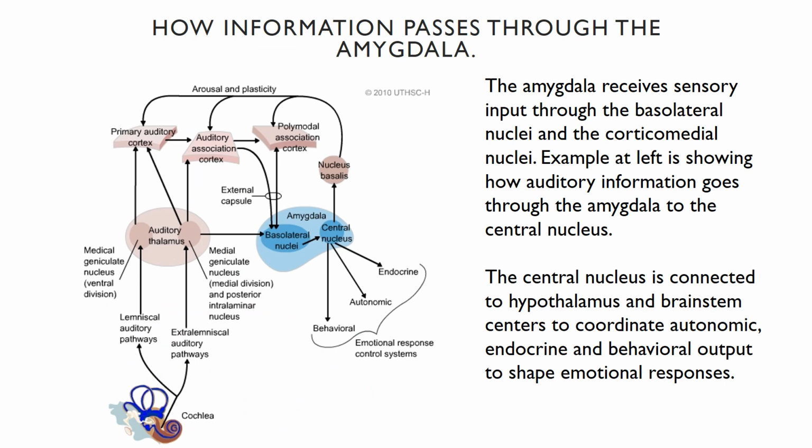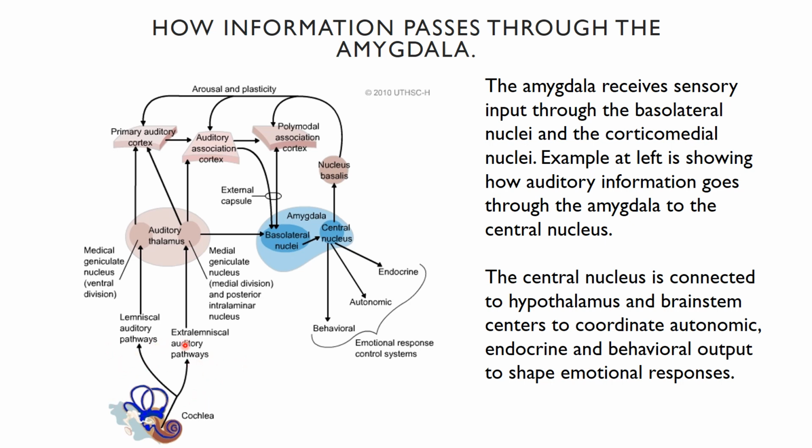So this is a complex circuit showing how information passes through the amygdala. I had a brief description of what this looks like. I just wanted to show this to give you a sense of how information is passing through the brain to get to the amygdala. Like I said, the amygdala receives sensory input. It does this through the basolateral nuclei and the corticomedial nuclei. And in this diagram, it's not even really showing the corticomedial nuclei. It's just showing the basolateral nuclei, since that's where a ton of information is going through.